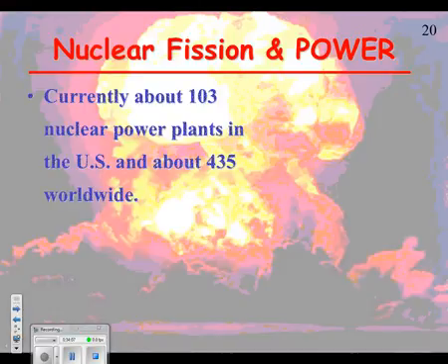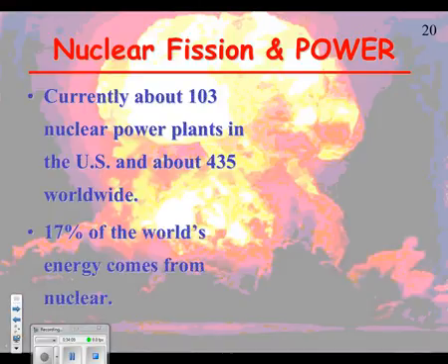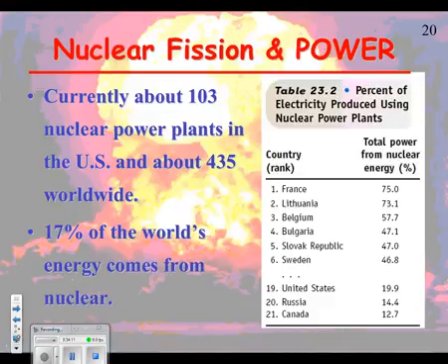So fission, about 103 nuclear power plants in the US right now, 435 worldwide. 70% of the world's energy comes from it. France and Lithuania have the highest amount of power coming from nuclear energy. We're down there in about 20%. And the United States has not redone their nuclear power plants in a long time, so they're the older versions. They found a lot of different new ways to do it. We're going to talk about the old system.